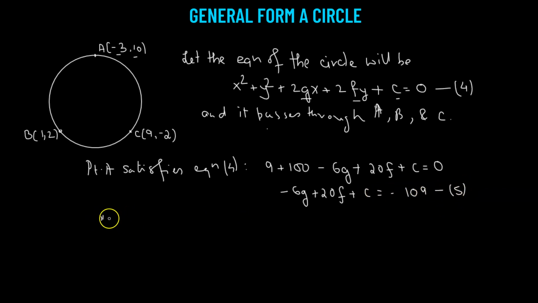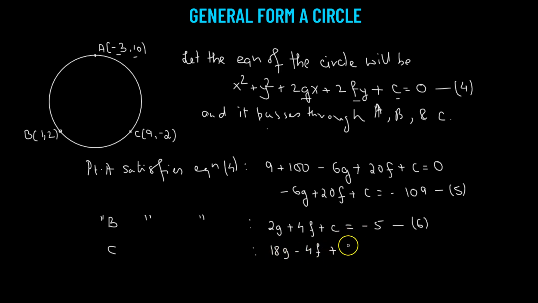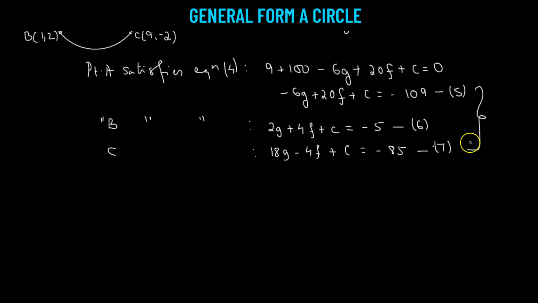Point B also satisfies equation number 4. For this point B, that's 1, 2, we replace x with 1 and y with 2. Rewriting the terms, we get 2g plus 4f plus c equals negative 5. Let this be equation number 6. And finally, for point C, we replace x with 9 and y with negative 2. That gives us 18g minus 4f plus c equals negative 85. Let's label this as equation number 7. Now we have 3 equations: equations 5, 6, and 7.